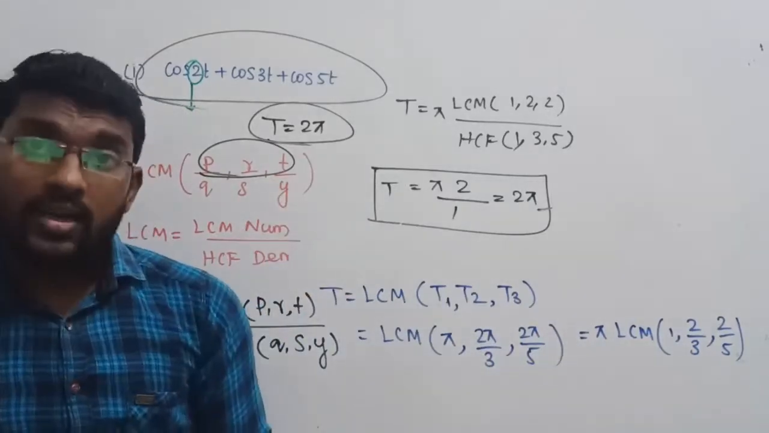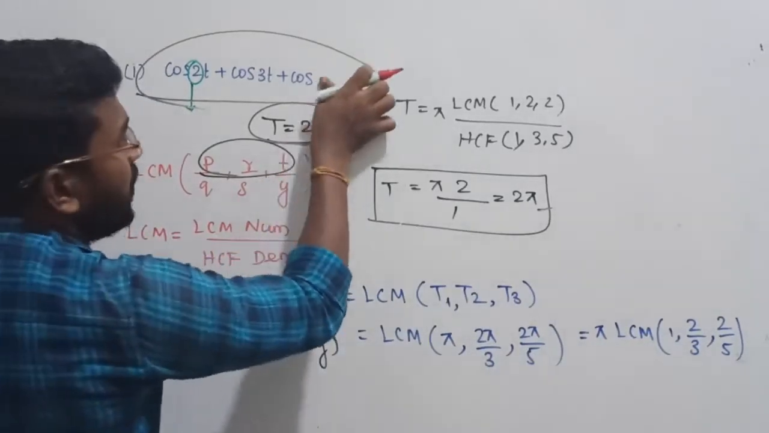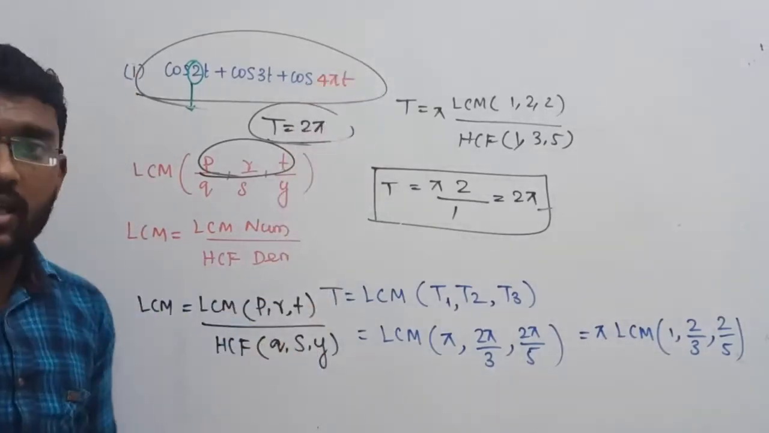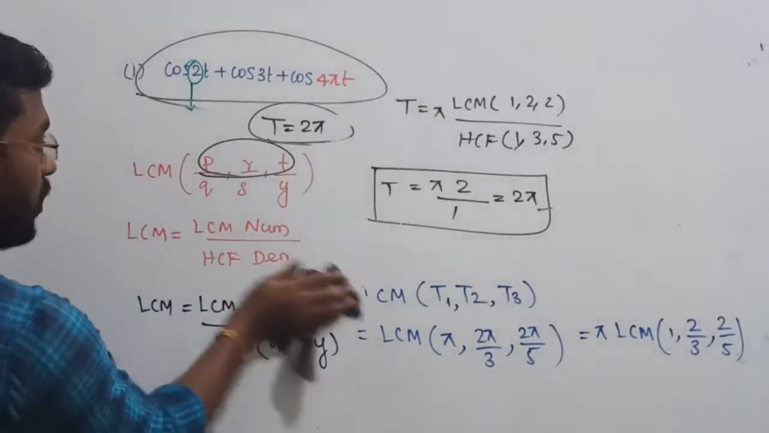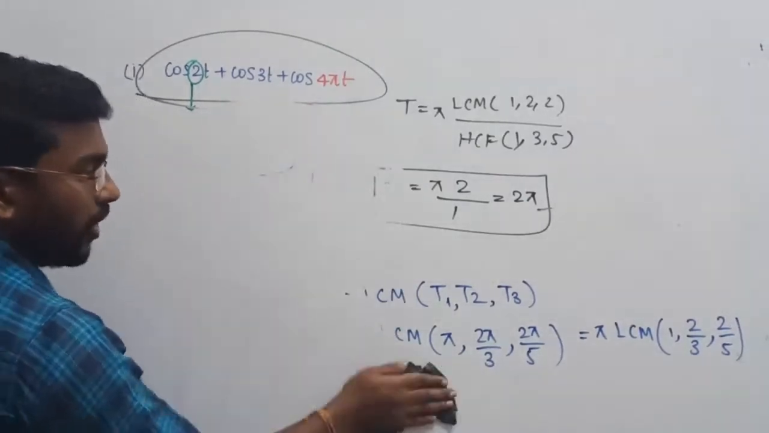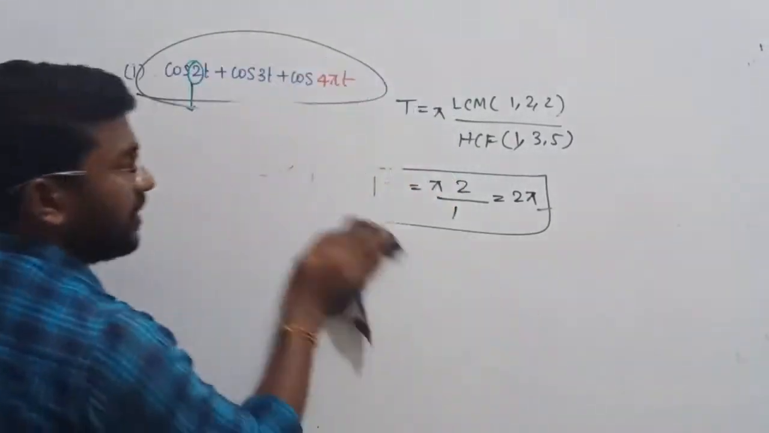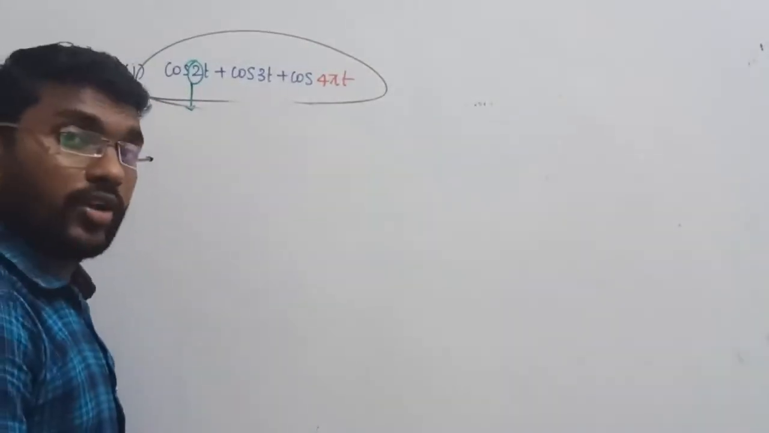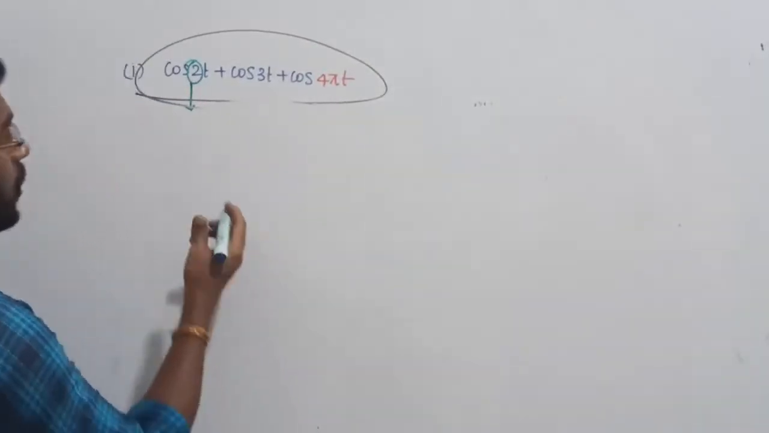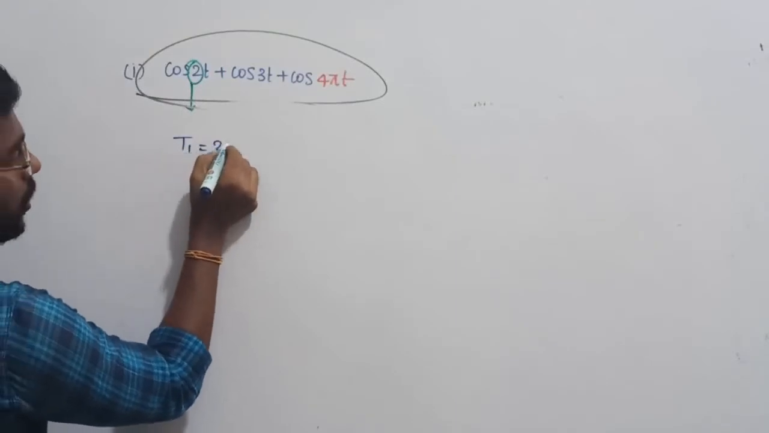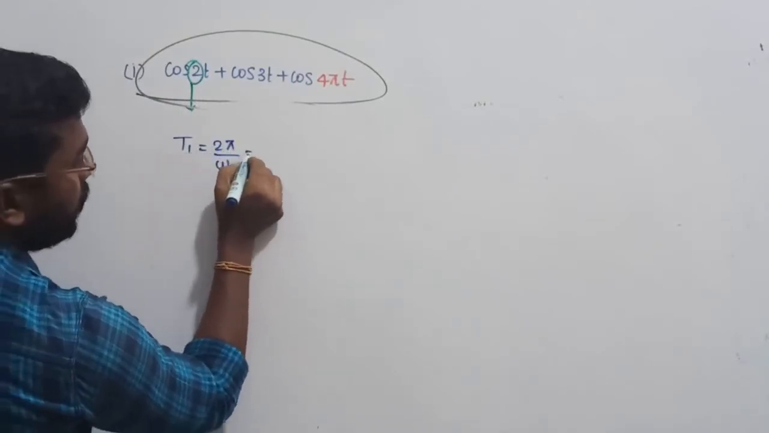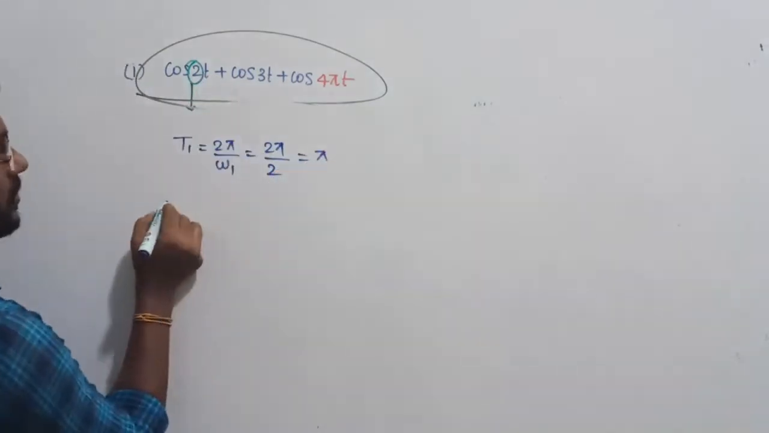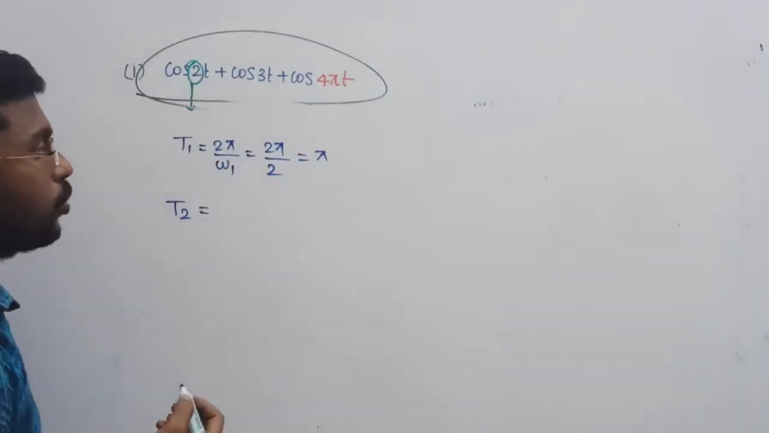Suppose in this case, let me do one thing. Instead of taking 5t, let me take 4 pi t. Let us see how to find the fundamental time period for the same signal, right? If you want to find the fundamental time period for this signal, what shall we do? Again, take these signals, find the value of T1. How will you find the value of T1? The procedure to find T1 is 2 pi by omega 1. So that is 2 pi by omega 1, which is 2. So I am getting pi.